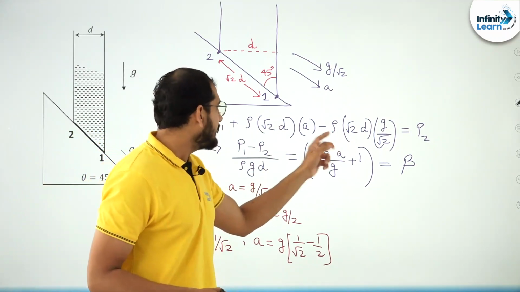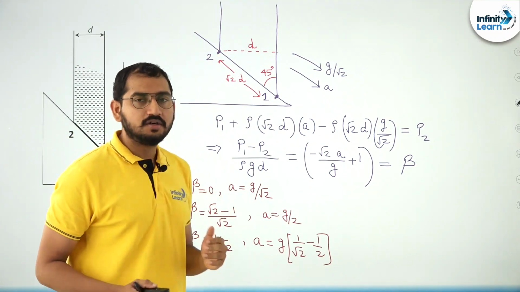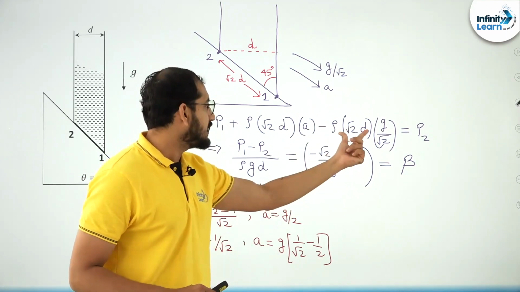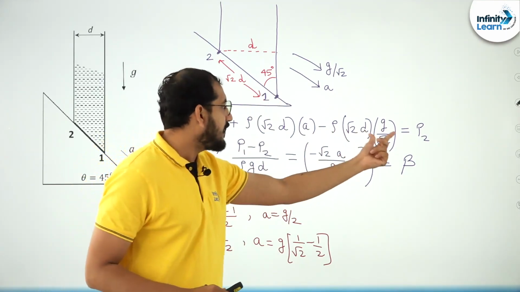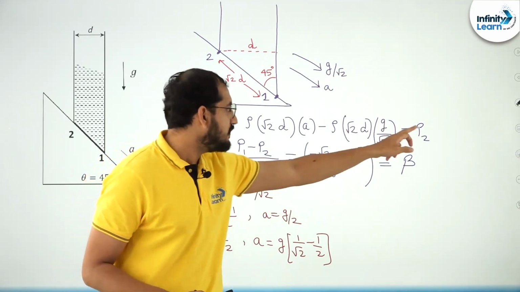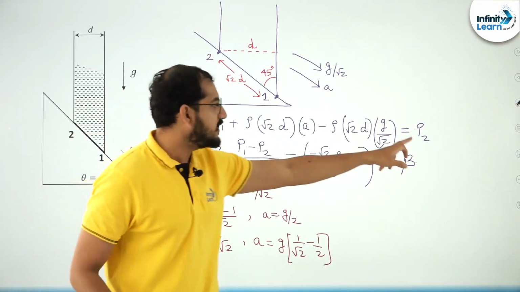But at the same time, if I go up, the pressure due to gravity is going to decrease, so that's why I'm going to use a negative sign here. The distance will remain the same, root 2 d, and the value of acceleration in this direction is how much? g by root 2, and finally we will reach point P2.